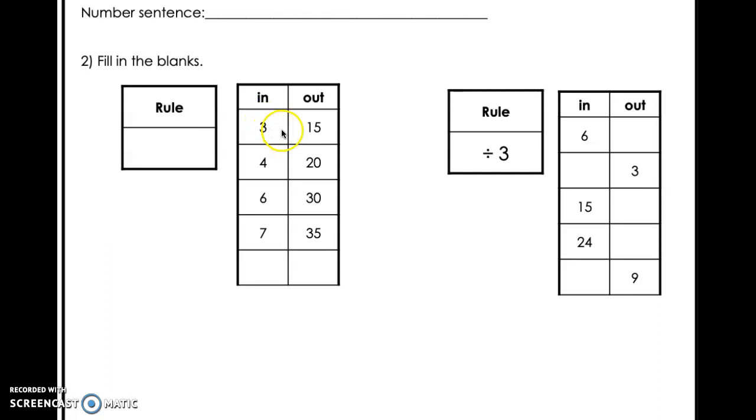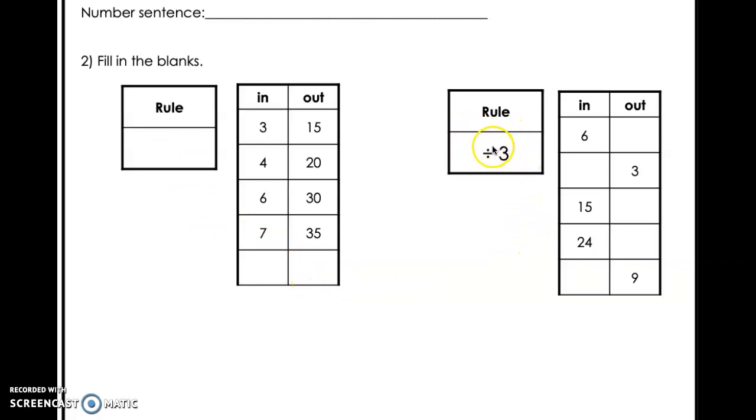Well, let's think. 3 times what? Now we're going to multiplication. Could it be multiplication? 3 times what is 15? Well, 3, how many times till you get to 15? 3 plus 3 plus 3 plus 3 plus 3, 5 times to get to 15. So maybe it's 3 times 5. Let's try 4 times 5. 20. 6 times 5. 30. 7 times 5. 35. Well, we found the rule. Times 5. So you make up your own here. You could even put 1. So 1 times 5 is 5.